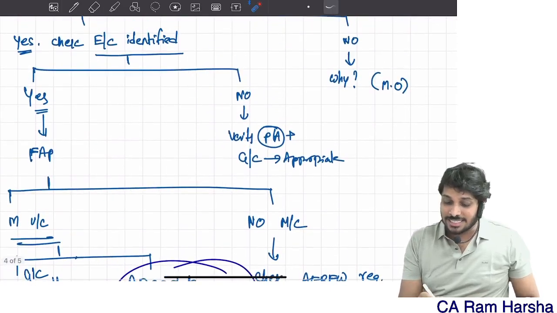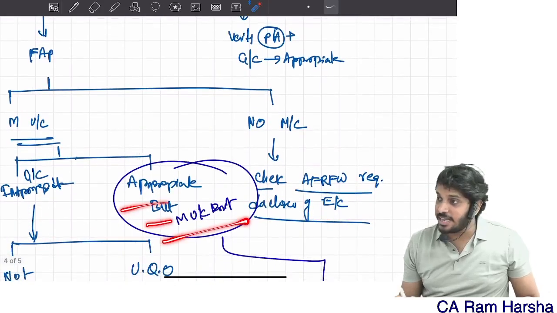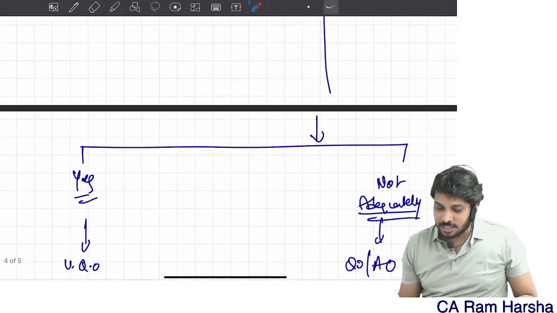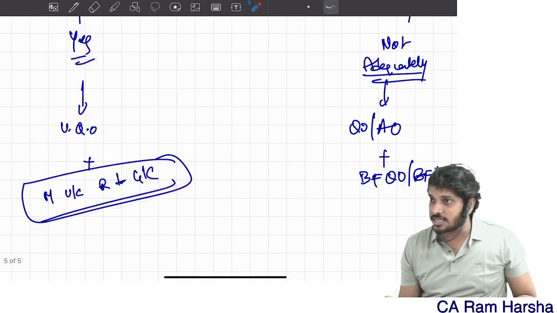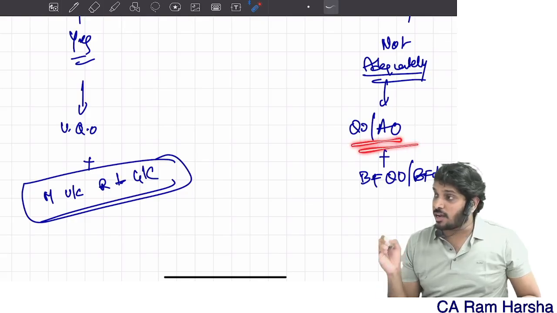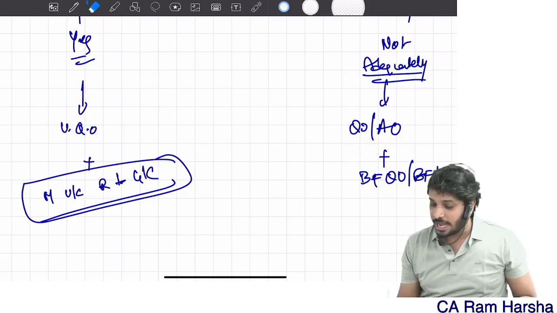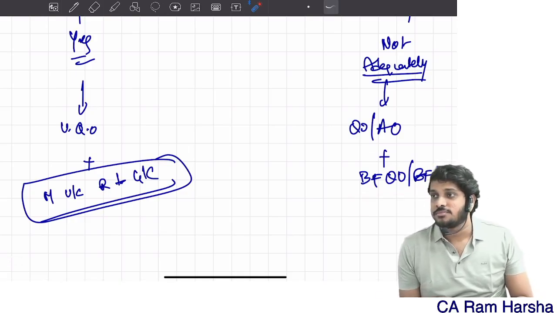Suppose going concern is appropriate, but material uncertainty exists. Whether the financial statements are disclosing it: yes, then unqualified opinion, highlighting it in the Material Uncertainty Related to Going Concern section. Suppose it is not adequately disclosed: give a qualified opinion or adverse opinion and highlight the reason in the Basis for Qualified or Adverse Opinion. Clear?